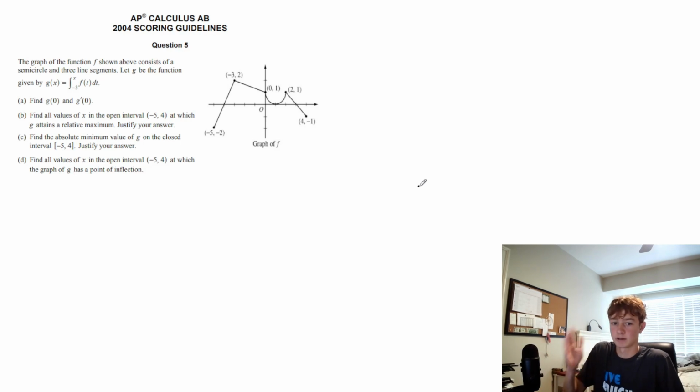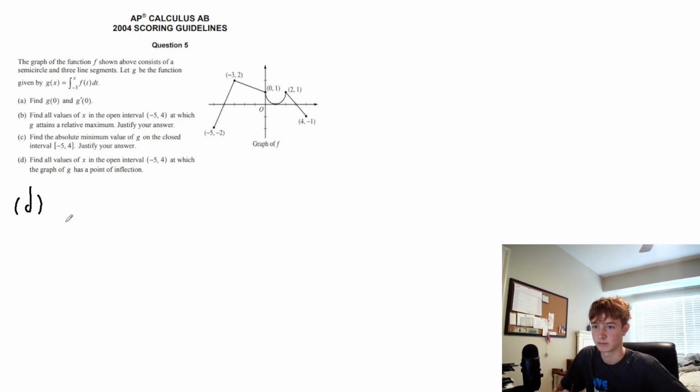Now we can look at part D. So part D is a little more of a brain teaser. You have to think about it a little more, but it's still very doable. It asks us to find the values of x in the open interval -5 to 4, meaning not including the endpoints, because it's an open interval, at which the graph of g has a point of inflection.